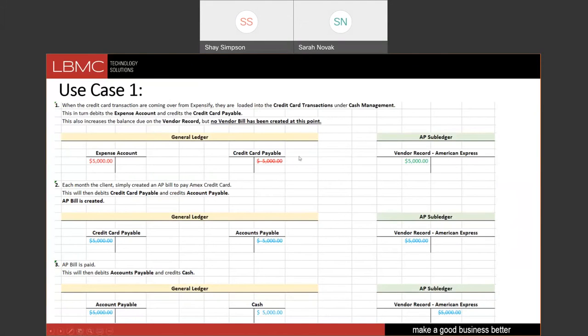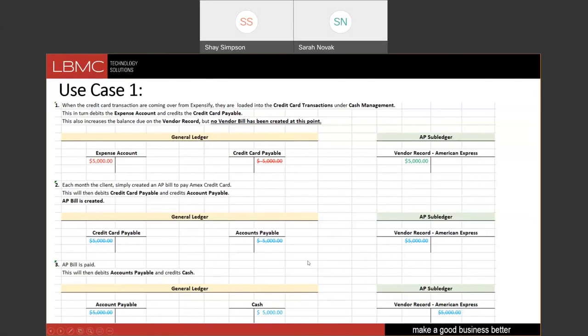So what was the client seeing? All right, my GL account for my credit card payable, look, it was clearing out each month. We're doing good. Our GL is looking okay. All right, and we're putting that balance on the vendor record. Okay, did it double it here? Yep, at that point it did.